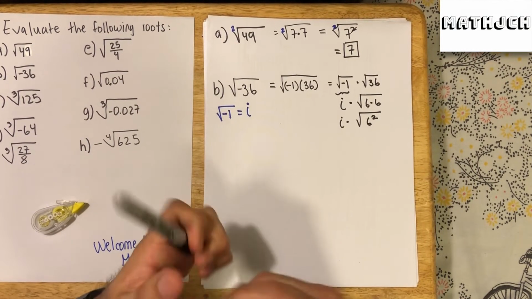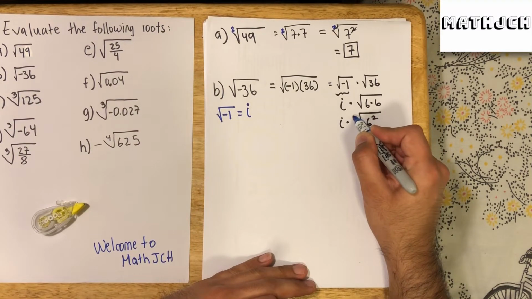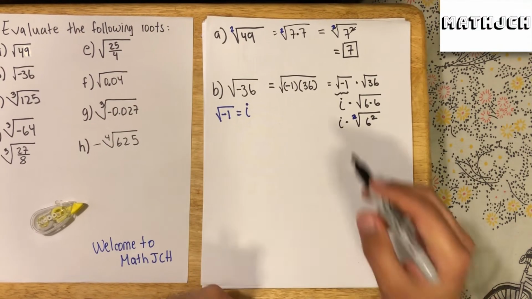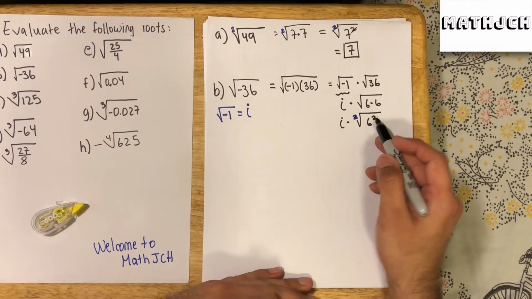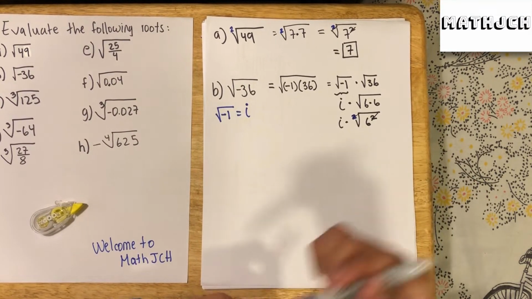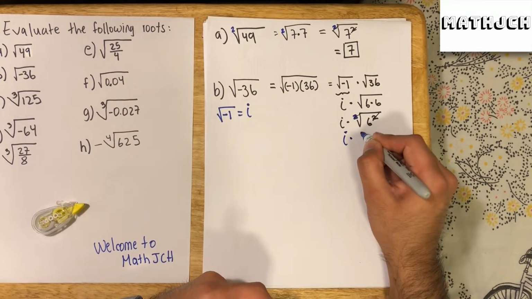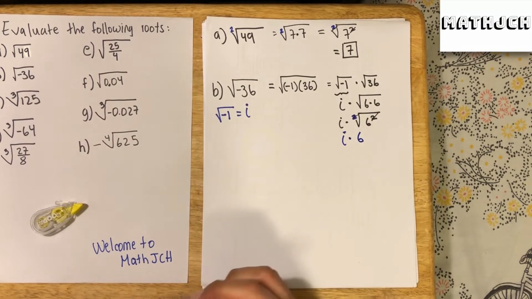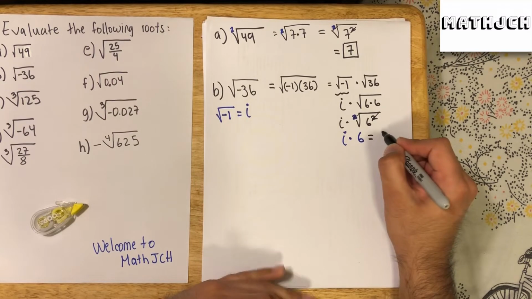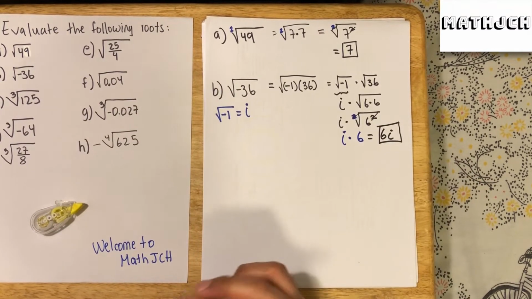And as mentioned before, if the index is not given, the index automatically will be 2. Now, if the index is the same as the exponent, they automatically cancel, and I'm left with i multiplied by 6, which will give me 6i. And that will be the solution for this problem.